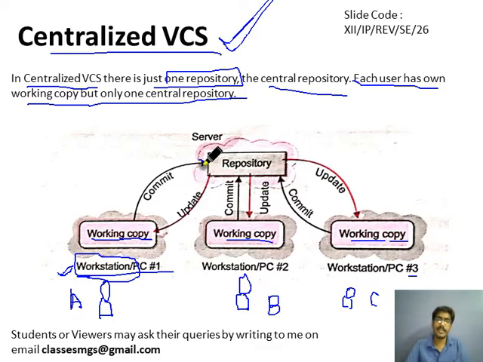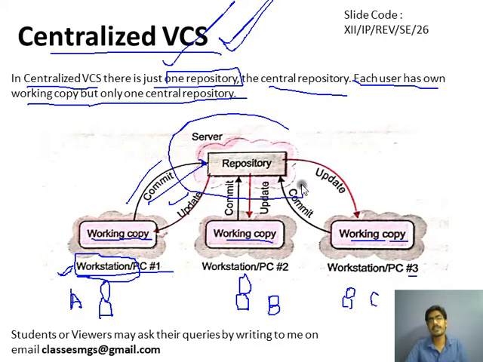In this repository, if developer A wants to make his changes, then he will do a commit. If he wants to get the latest changes done by others into his working copy, he will update. I have explained these in the previous slide. So in a central version control system, we only have a central repository, and each developer will get the latest code from the central repository and update his changes to this central repository only. There will be no two repositories, only one repository and multiple workstations. This is known as a central version control system.